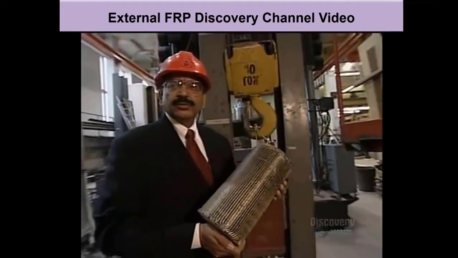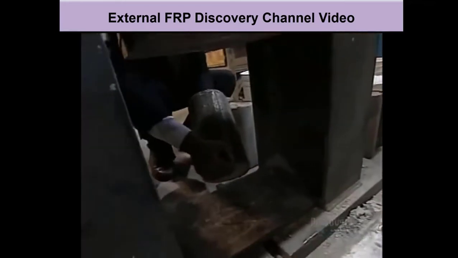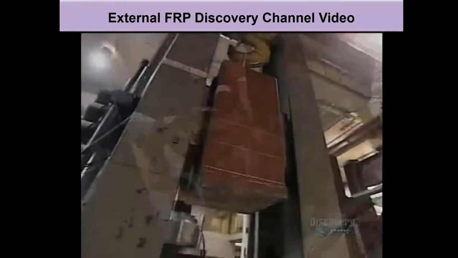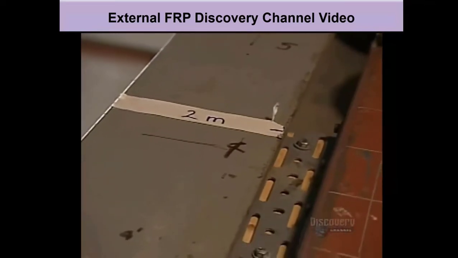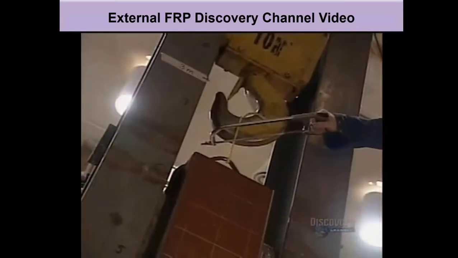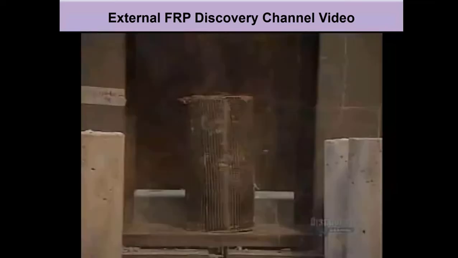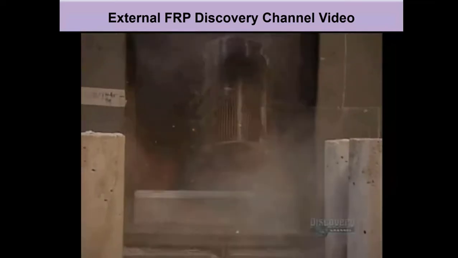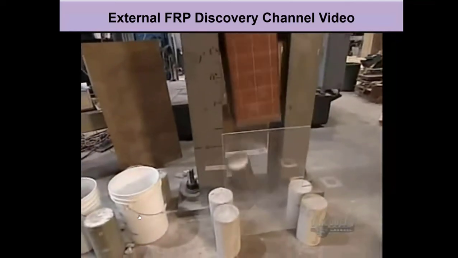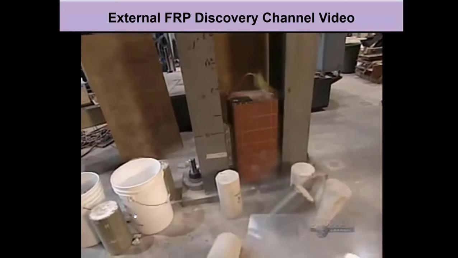The cylinder weighs about 30 pounds, and we are going to place that now in the machine and test it under the impact load. The weight is raised to exactly the same 2 meter height. The rope is cut and... So you see here that the cylinder is completely undamaged, and in fact, it bounced back and the cylinder is not even in the machine.